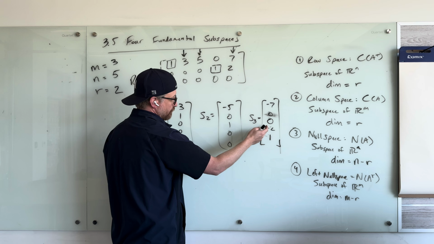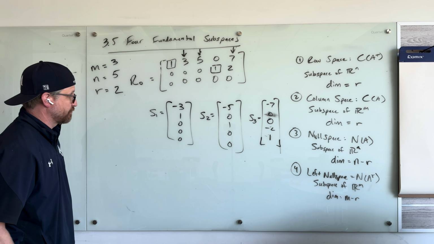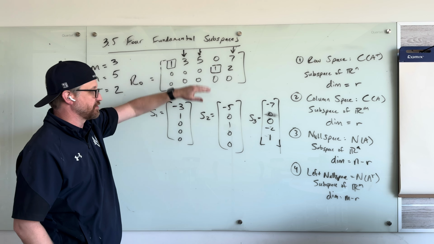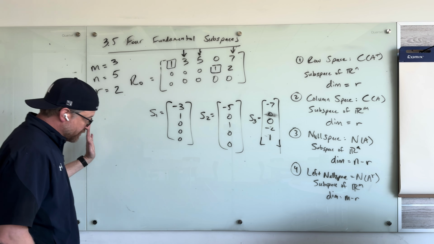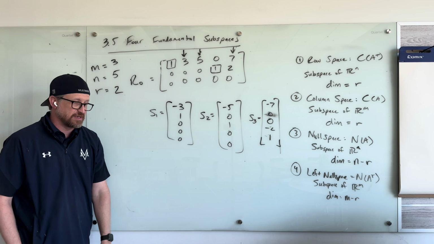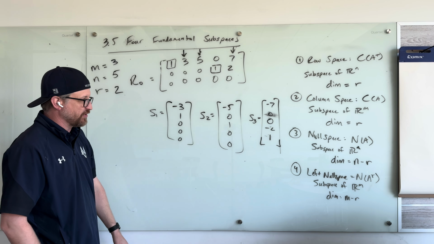5, 1, 2, 3, 4, 5. So that lines up there. So -7 lining up with that pivot, -2 lining up with that pivot, both of these being zeros. And so these 3 vectors are all linearly independent. They would span the null space. They form a basis of the null space.